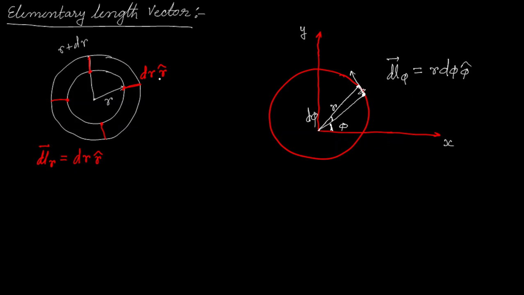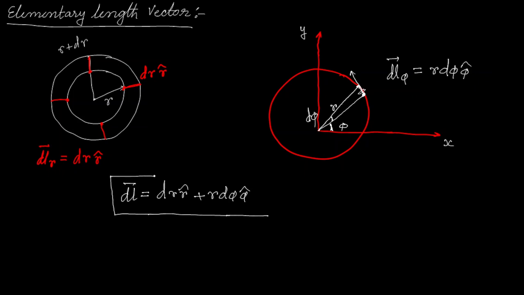So once we know the elemental length vector along r cap and along phi cap, then we can write the general elemental length vector in the 2D polar coordinate system. So in the 2D polar coordinate system, the general elemental length vector dl is equal to the r component of the elemental length, dr r cap, plus the phi component, r d phi phi cap.